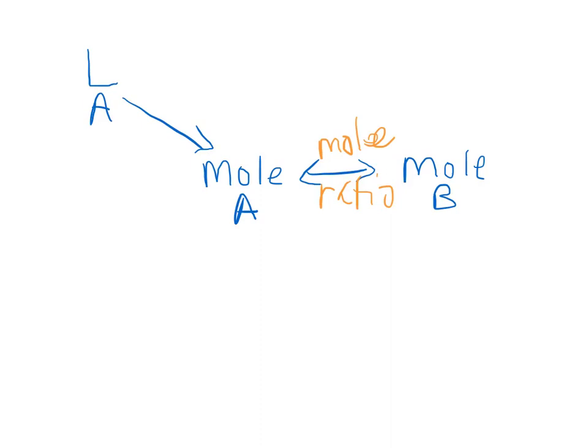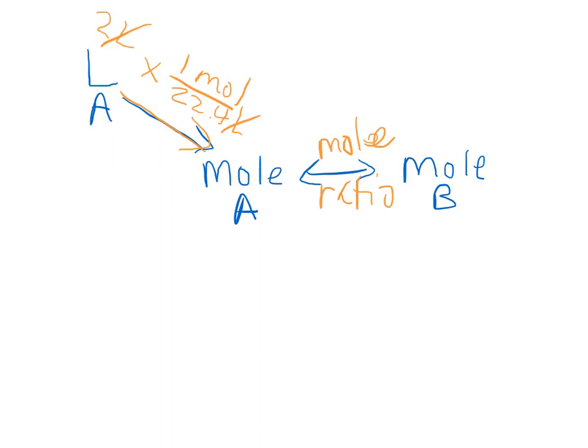To get from liters to moles, you would multiply whatever your liter value is by 1 mole of the substance divided by 22.4 liters. Let's just say it was 2 liters. Notice that our liters would cancel top and bottom and you're left in moles. So if they give you liters of A and ask you for moles of B, it's pretty simple. You have a couple of conversion factors, this first conversion factor, and then you use the mole ratio to determine the moles of B.